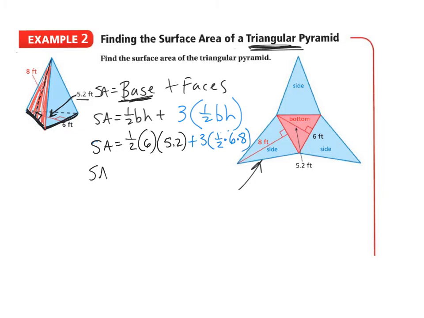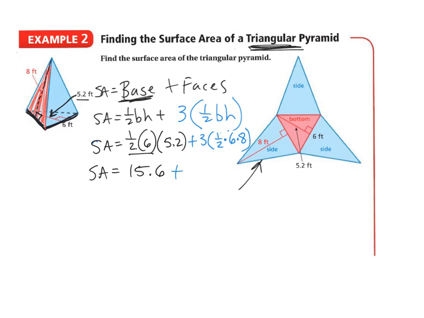So let's see what we've got. So the surface area of the bottom part, the base, is 1/2 of 6 is 3. 3 times 5.2. Use my calculator. Let's not make the same mistake though, and make sure this makes sense. So that should be 15.6. That makes sense to me. And that is our base. So now we just need to add in the faces.